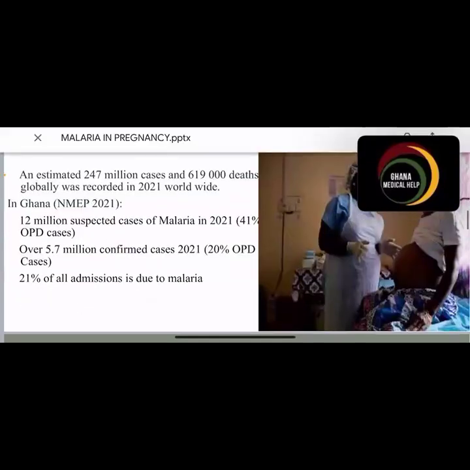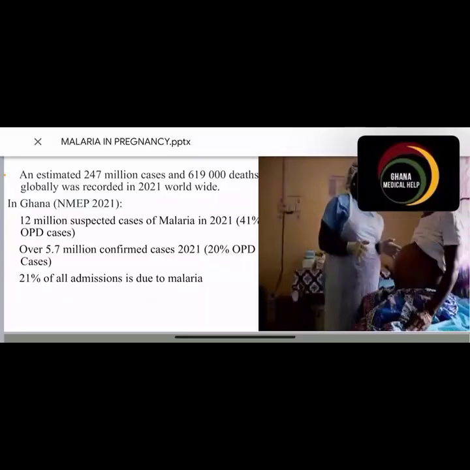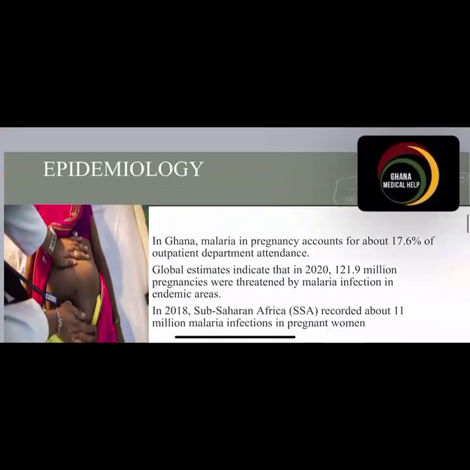With the epidemiology, I was just giving a summary that according to WHO about 247 million cases and about 619,000 deaths were recorded in 2021 worldwide due to malaria. And also, I said, according to the Ghana Malaria Elimination Program in 2021, about 12 million suspected cases of malaria were recorded, 41% of the OPD cases. And out of the suspected cases, 5.7 million were confirmed, 20% of OPD cases.